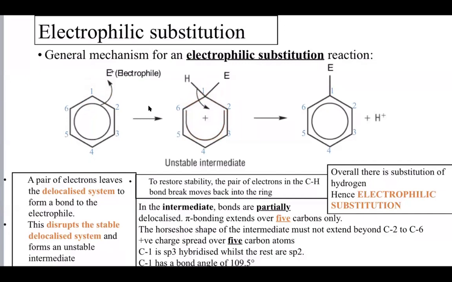Okay, and then to restore that broken delocalization, the carbon-hydrogen bond breaks. So you have only the carbon-electrophile bond left. Okay, don't forget that you have hydrogen on carbon number 2, 3, 4, 5, and 6. It's just not drawn because it is a skeletal formula. And the other product you will form is hydrogen ions.